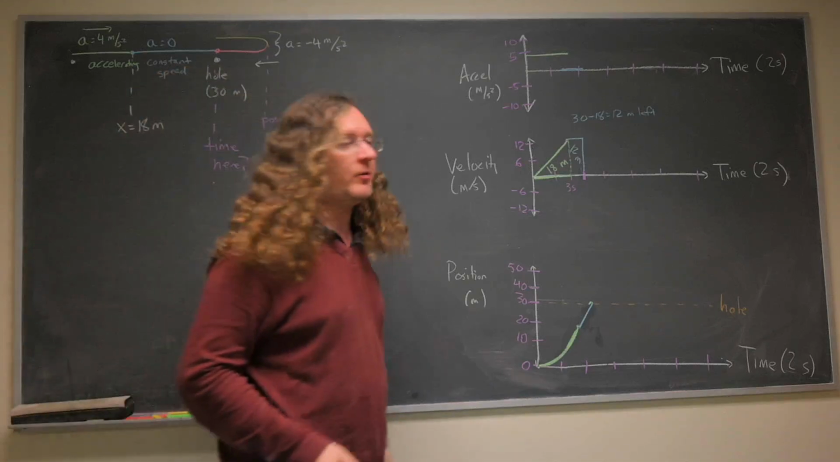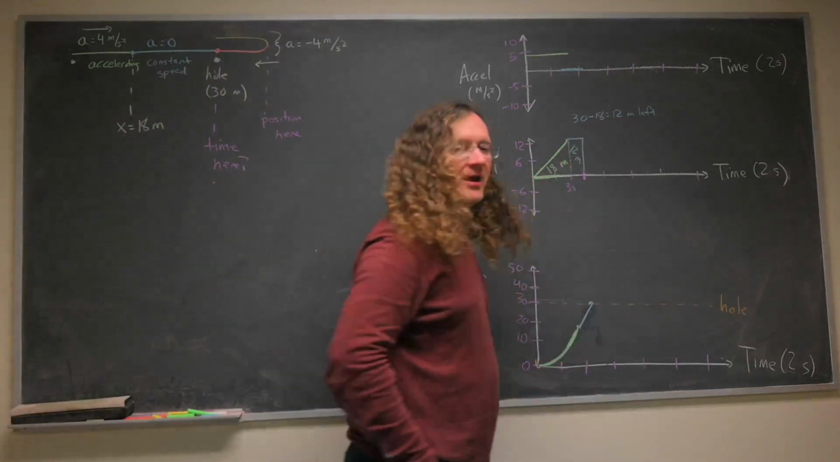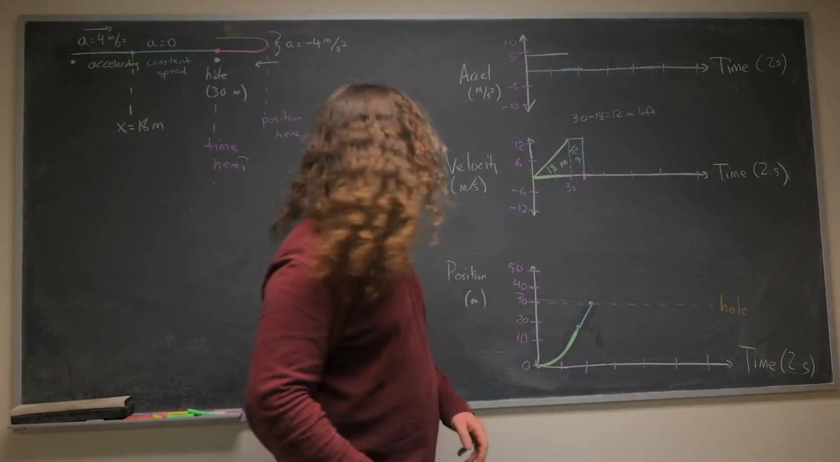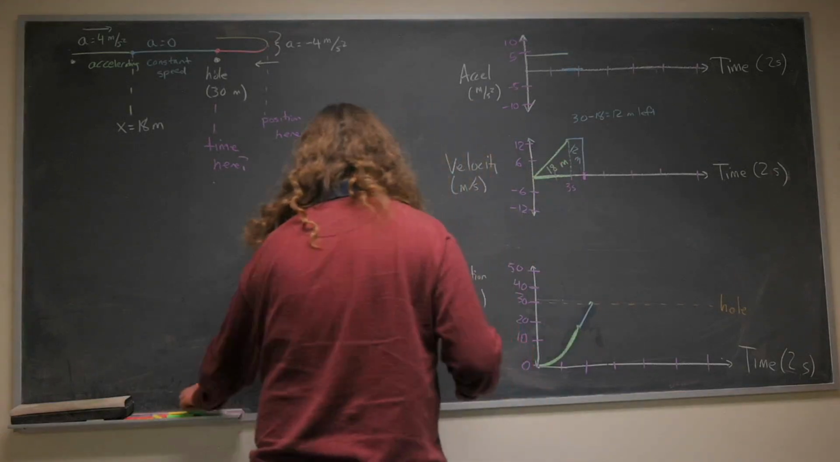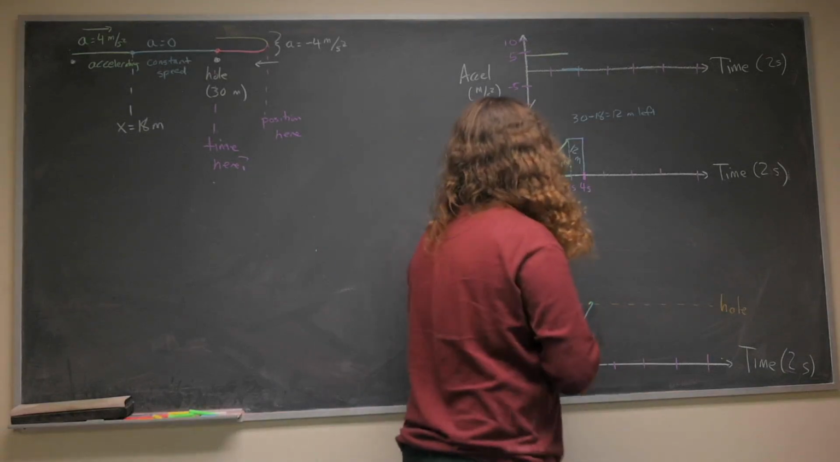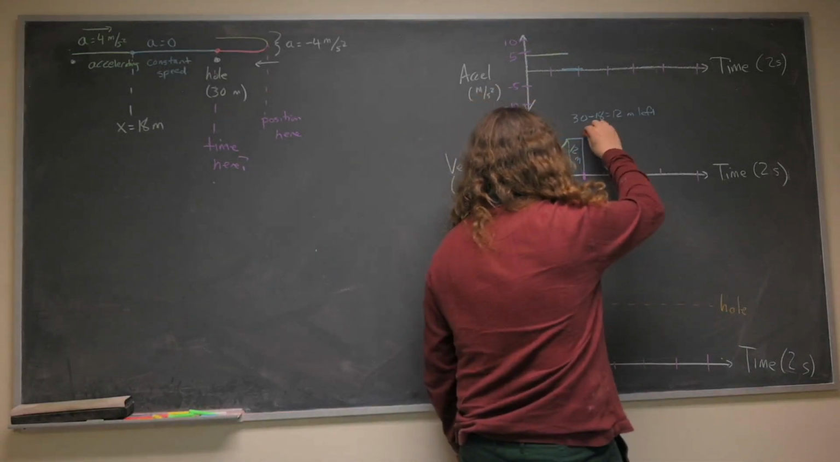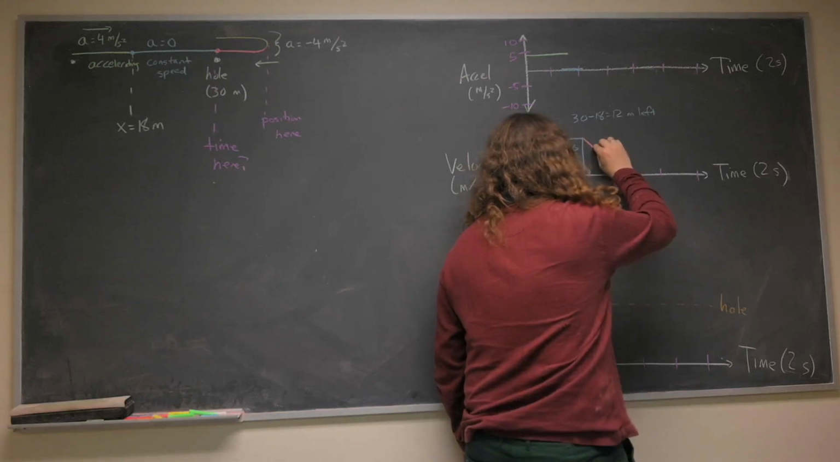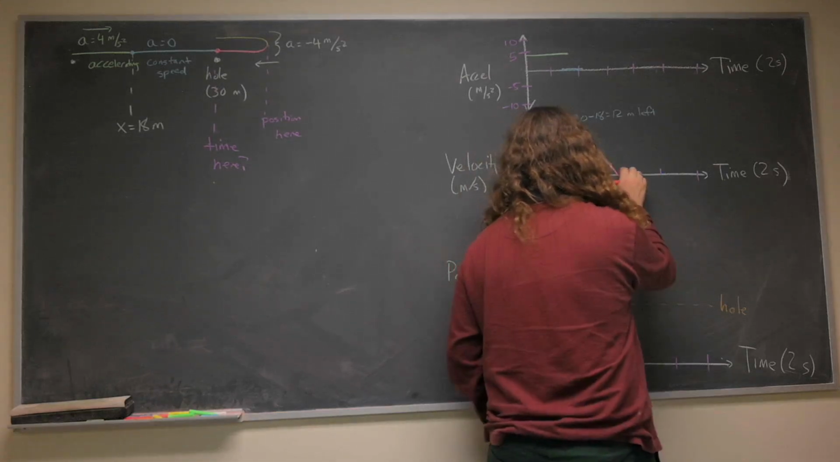How long does this take? Well, she's going at 12 meters per second. She's decelerating at 4 meters per second every second. So this ought to take 3 more seconds. Well, let's draw that. So this time is at 7 seconds total.